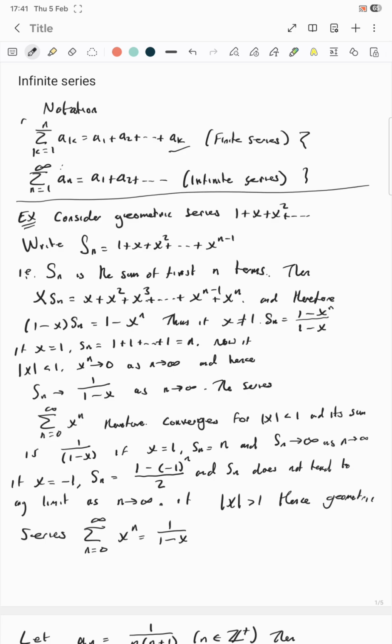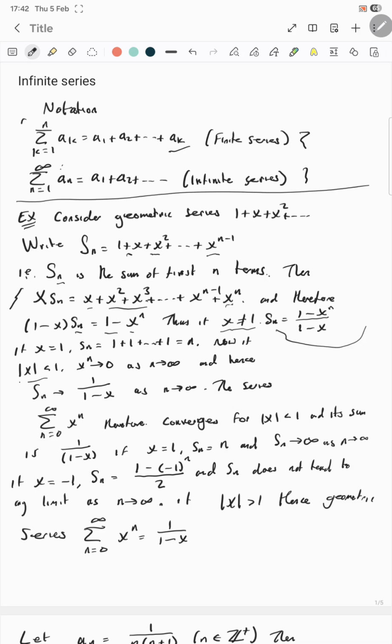We'll write s of n equals 1 plus x plus x squared up to x to the n minus 1, i.e. s of n is the sum of the first n terms. Then x s of n is this when we multiply this series by x, so we get an extra term, and therefore 1 minus x multiplied by s of n equals 1 minus x to the n. Thus if x does not equal 1, s of n, we get this. So if x equals 1, s of n equals 1 plus so on and so on, plus 1 equals n.